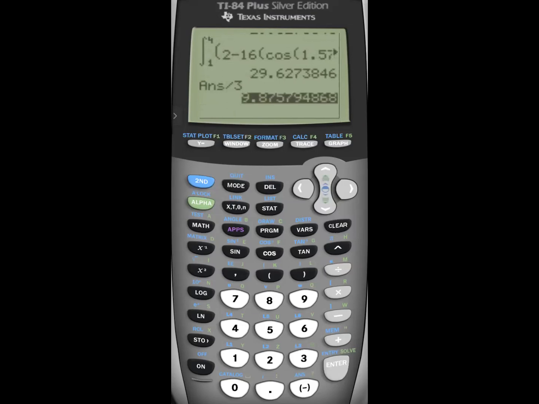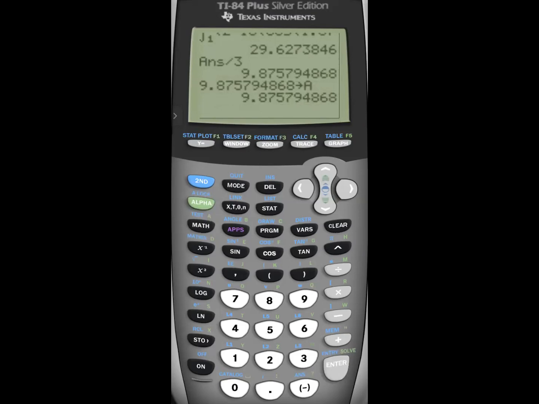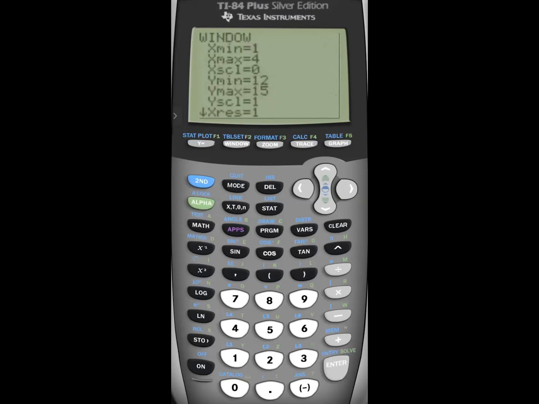Let me copy this one. I'm going to store this. Enter, store in A. And then we can look at that again. I'm going to set my window again from, let's say, 9 to 10. Let's do that. And the answer, second calc. Second calc, we're going to find intersect, which is 5. Enter, enter, enter. 2.497.